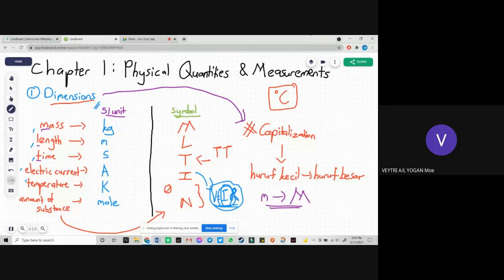Remember, the basic idea of dimension is actually the capitalization atau huruf besar, huruf kecil pergi huruf besar. And bukan huruf kecil untuk SI unit ya. It's huruf kecil untuk ejaan kepada physical quantity tersebut akan menjadi huruf besar. That's the basic idea. Okay? Now, let's move on to the second part.